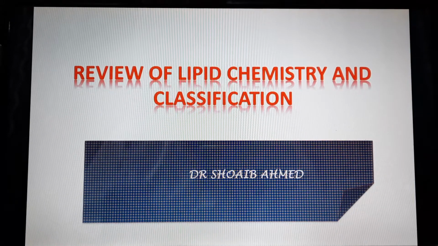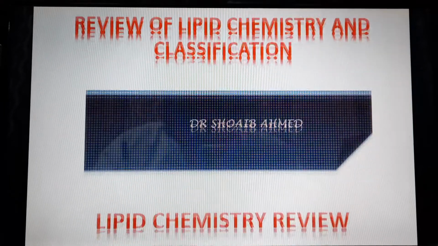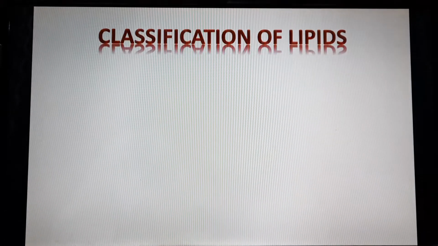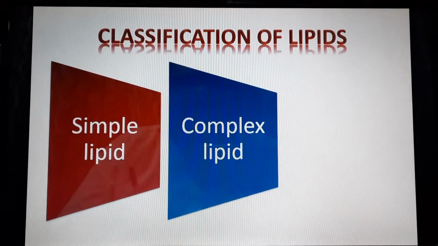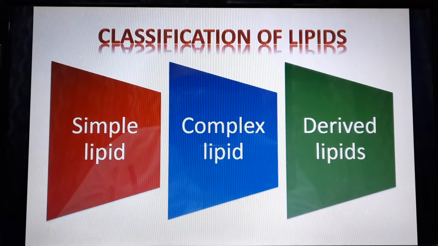This video is about the review of the lipid chemistry and classification of the lipids. Lipids are organic substances which are relatively insoluble in water but soluble in organic solvents like chloroform, ether, and benzene. Lipids are basically classified into three categories: simple lipids, complex lipids, and derived lipids.